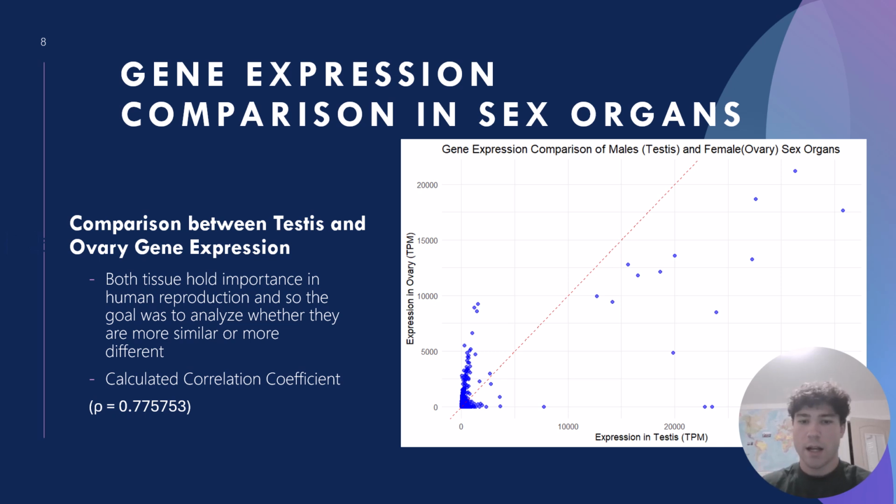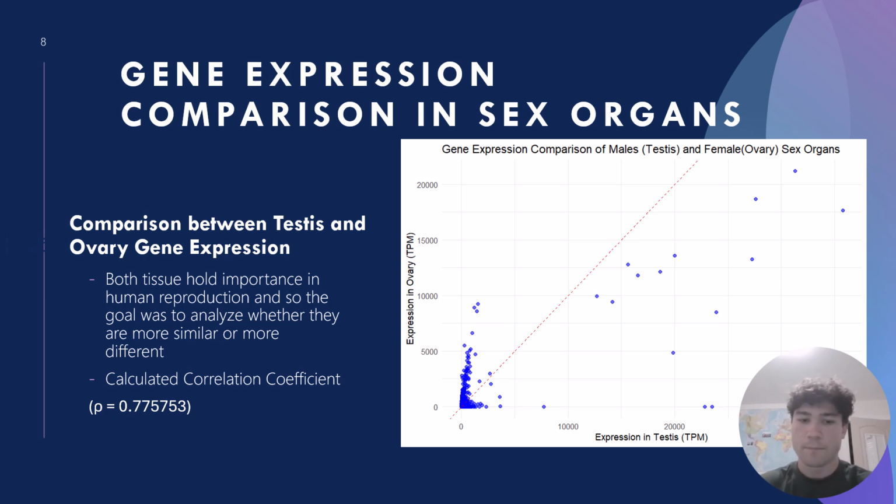You can see the identity line going through it as well. And you're not seeing too many points line up on that identity line, which would indicate very similar expression profiles, but that's not really what you're seeing here. Mostly you're seeing this group of genes that are expressed in the testes at a low expression value, and then hardly any expression value in the ovaries. And then you also see a couple genes that are highly expressed in the ovaries, but almost zero expression in the testes.